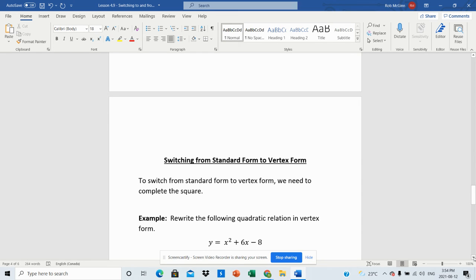We already know the steps in completing a square. So rewrite the following quadratic relation in vertex form: y equals x squared plus 6x minus 8.